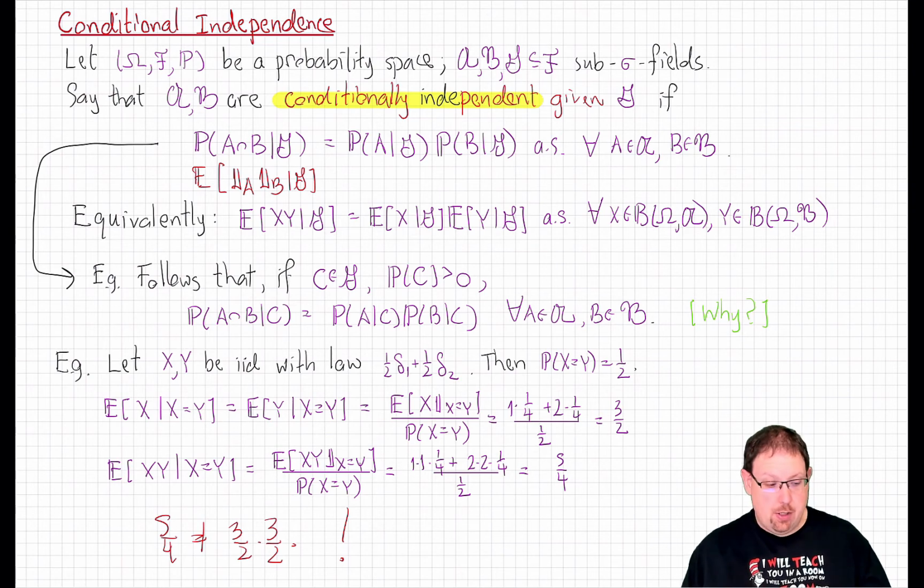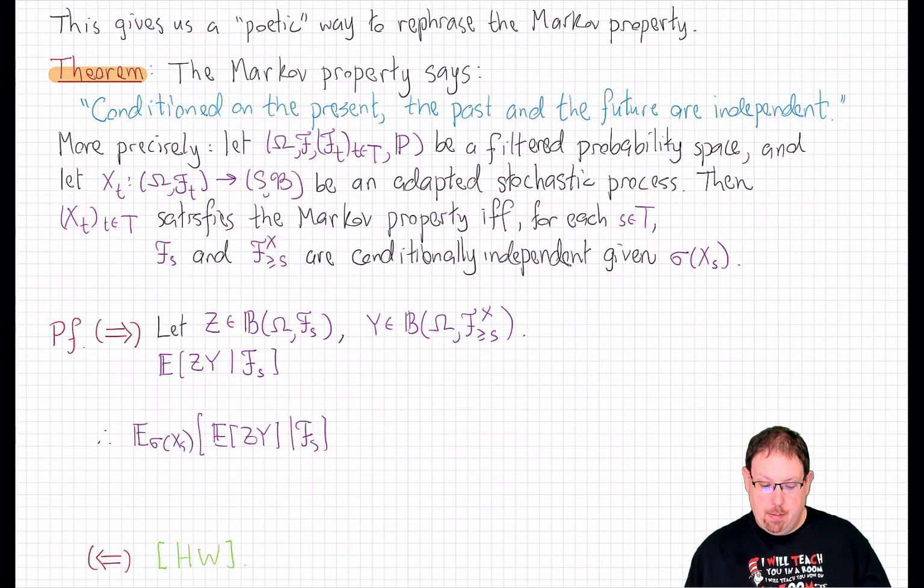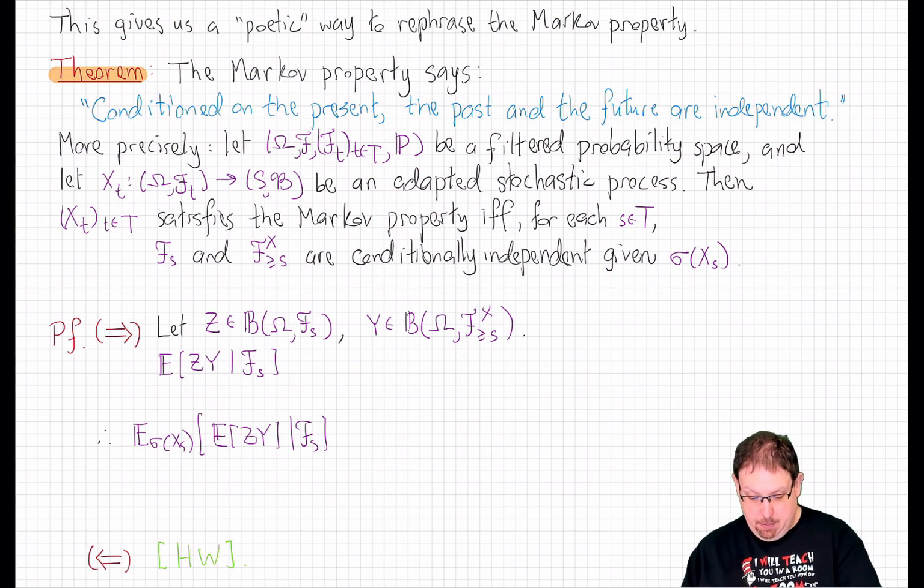So now that we have this definition under our belts, let's finally rephrase the Markov property one more time in a somewhat poetic way. The Markov property says that conditioned on the present, the past and the future are independent. Let's be precise. We start out with a filtered probability space and an adapted stochastic process on it. Then that process satisfies the Markov property if and only if for each time s, the past sigma field of s in the filtration and the future sigma field of s generated by the process are conditionally independent given the sigma field generated by X_s at time s.